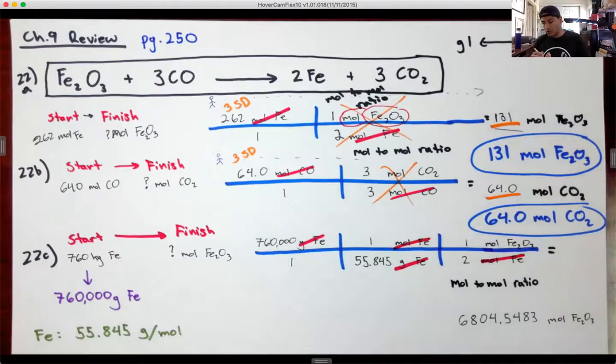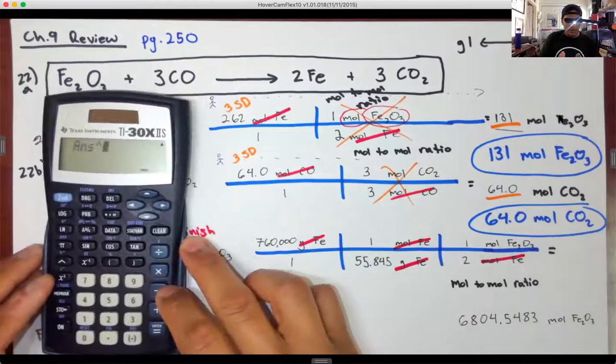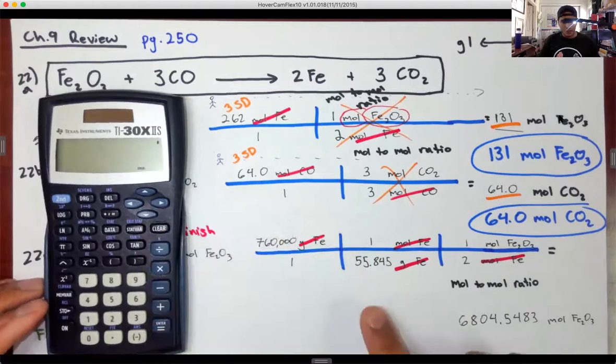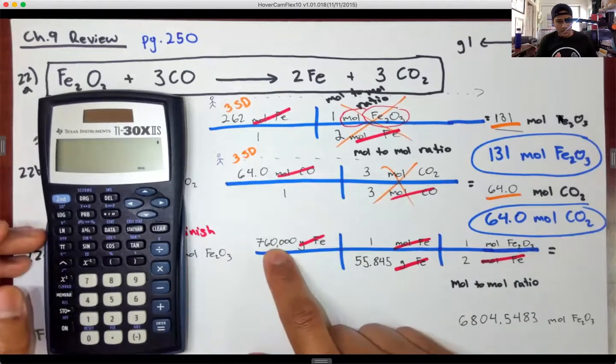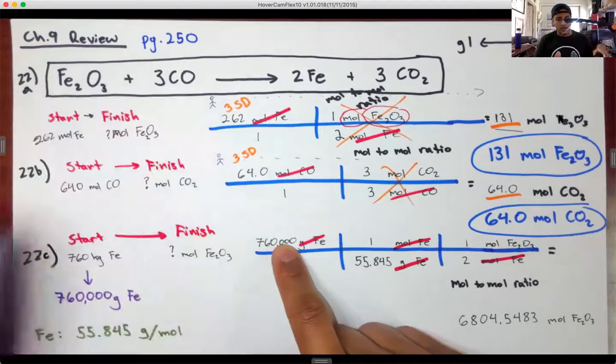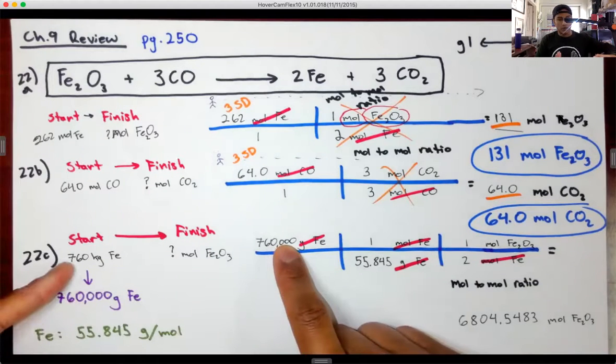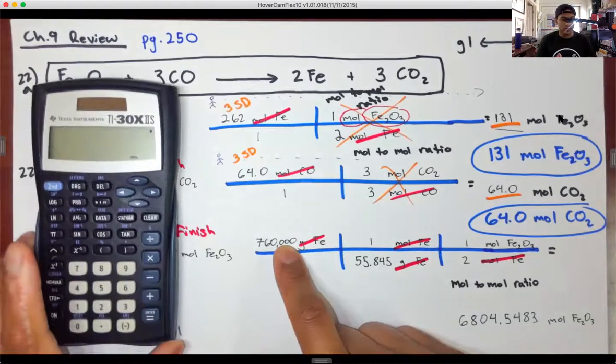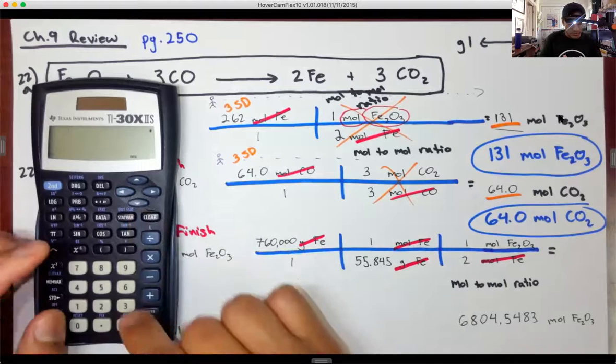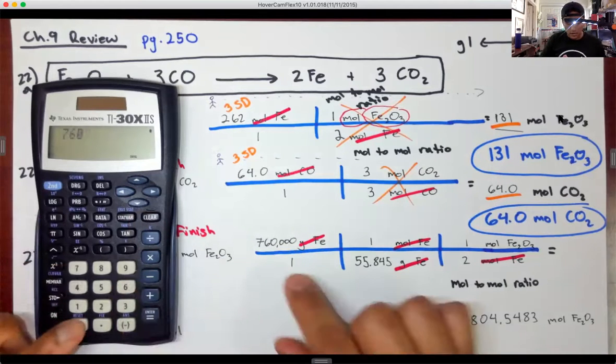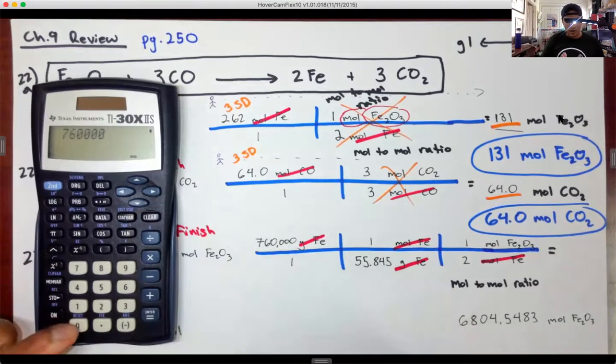Now, all we need to do is write that out on our calculator, okay? So basically, we have 760,000 grams, right? Because we converted 760 kilograms into 760,000 grams. Okay, you guys need to be able to know how to do that. So 760,000 grams divided by, right? Because we're the little person walking on the bridge.